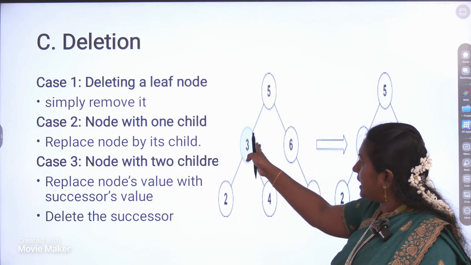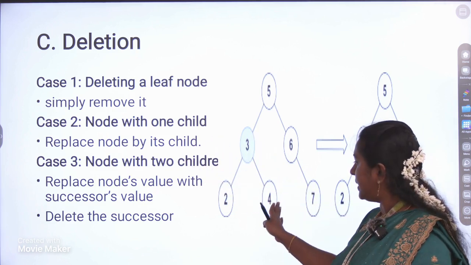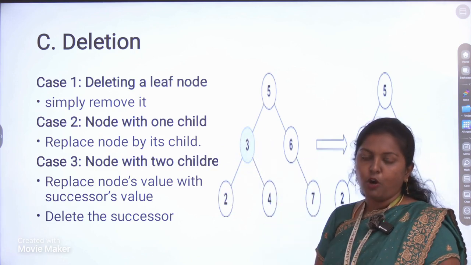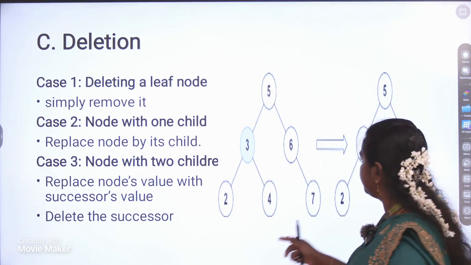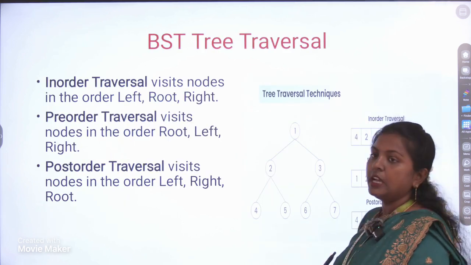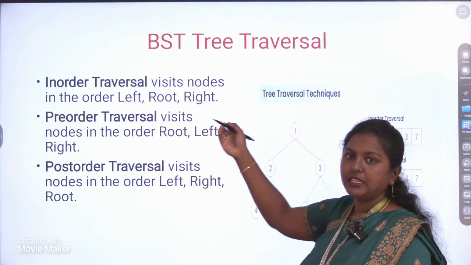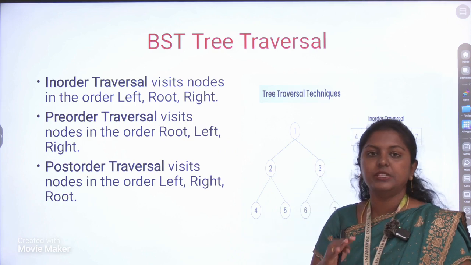So you can straight away remove the 3 and replace it with this 4. So this is how the 3 cases of deletion take place. Now coming on to binary search tree traversal. Here, tree traversal refers to visiting all the nodes.